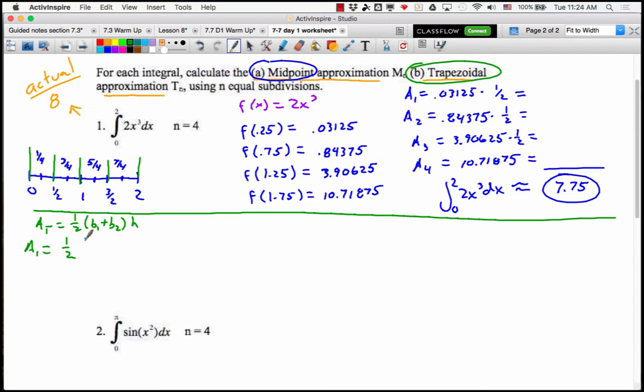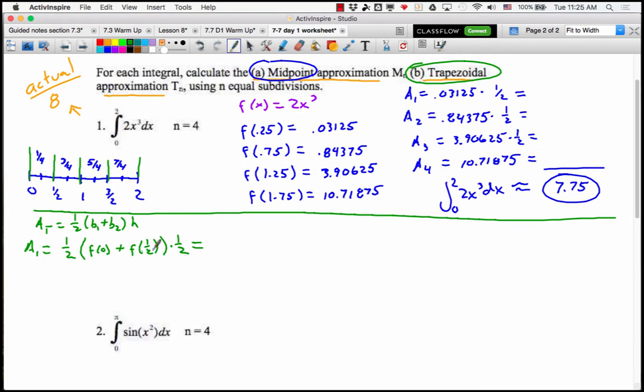1/2. So base 1 would be when you plug in 0 into the function, which would be f of 0, plus you plug in a half, f of a half, times the distance between them. The height here, ladies and gentlemen, is the distance between the two bases. So this can be kind of confusing. This half comes from the formula. This is the height, the distance between the two bases. They're both a half in this case, but that's just a coincidence.